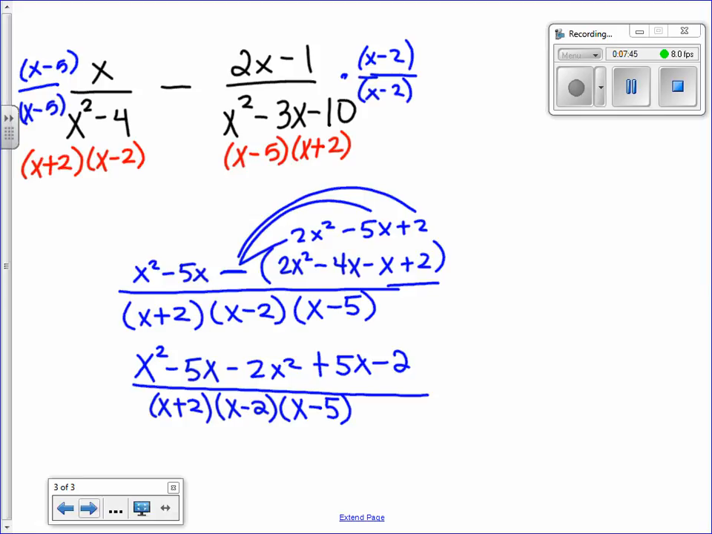Alright, let's clean up this top part. Let's combine our like terms. X squared minus 2x squared, negative x squared. I like to mark them out because they get really long and then you can't tell, did I get that one already? Did I take care of that? So you can mark them out, keep track. Negative 5x and 5x, those are just gone. And what's left? Minus 2. It doesn't factor. We could factor out that negative if we wanted to, but you don't have to. So that's your answer.